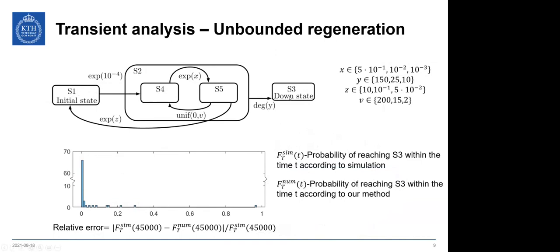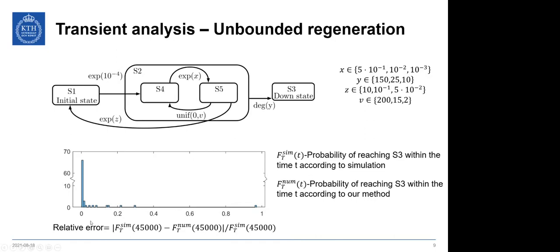So here we have a small validation of our method. We have a simple HSP model here, and for some of the transitions there are variables, and we allow these variables to take some different values. We then look at each combination of these parameters, so we end up with a total of 81 models. For each of these models, we found the probability of reaching the down state S3 after 45,000 hours, by using our method, which is this FNOM result, and by using a Monte Carlo simulation, which is this FSIM result, and compared the results.